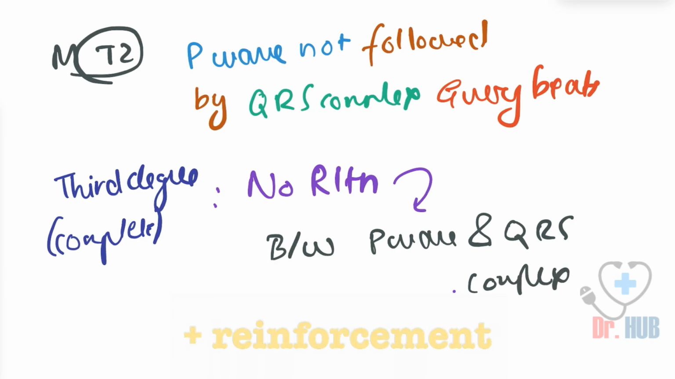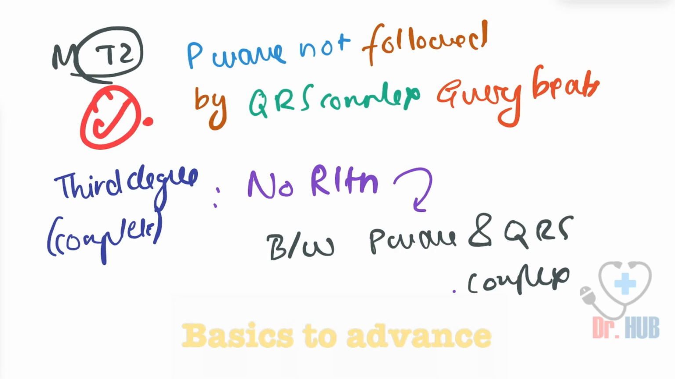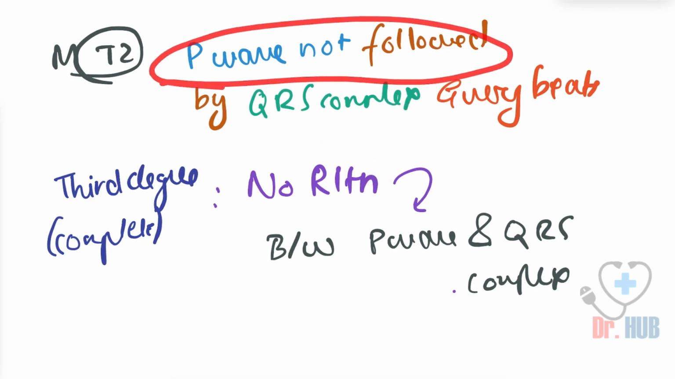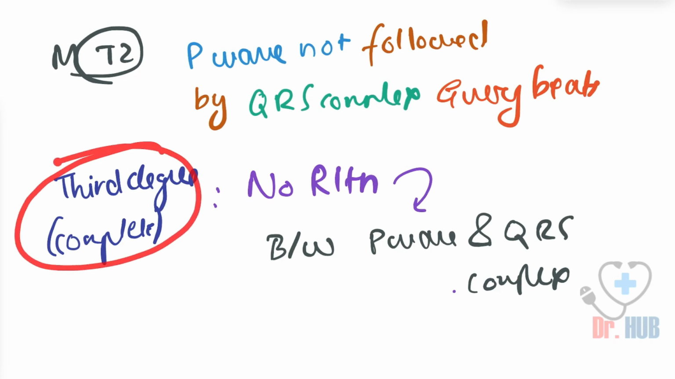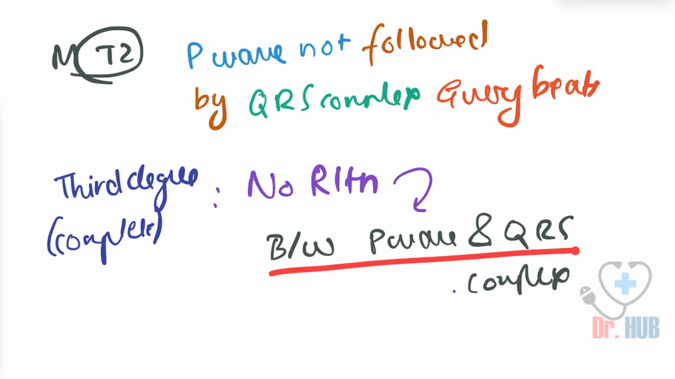Just to recap, we saw the Mobitz type 2. The PR interval remains constant in successive cycles. This was one point we saw earlier. And then the P wave is not followed by the QRS complex every few beats. Next we saw the third degree, known as a complete heart block. Here there is no relation between the P wave and the QRS complex.